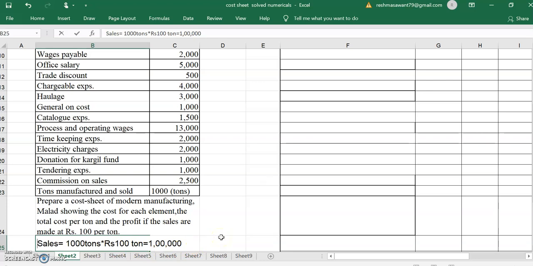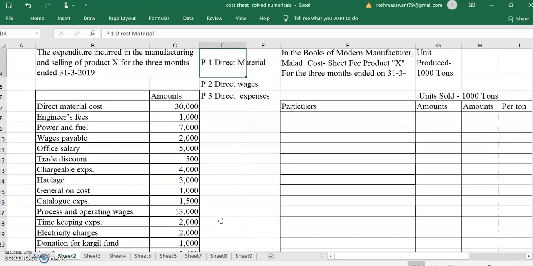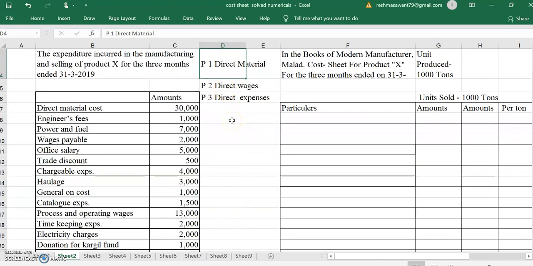Now, before recording these headings into the cost sheet, you have to allocate them under the various headings. First heading is the prime cost. We use P1 for the direct material, that is prime cost 1, P2 for the direct wages, and P3 for the direct expenses. So in this question, first we have to allocate all the headings under the various costs. First, direct material cost goes under P1, prime cost 1, that is the direct material.